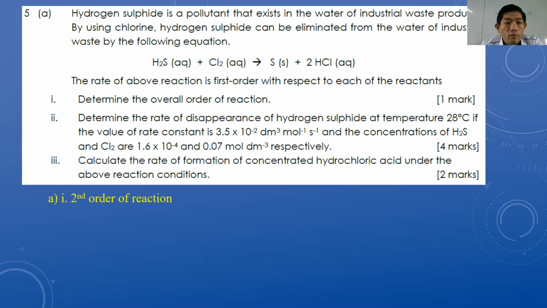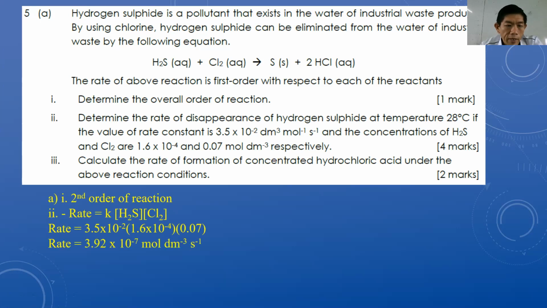So first of all, you have to determine that this is a second order reaction. So how do you determine the rate of disappearance? First of all, you have to write the rate equation. So rate is equal to k [H2S][Cl2]. So you substitute 3.5 × 10⁻² multiplied by 1.6 × 10⁻⁴ and 0.07. So you get rate is equal to 3.92 × 10⁻⁷, unit is mol per dm³ per second.